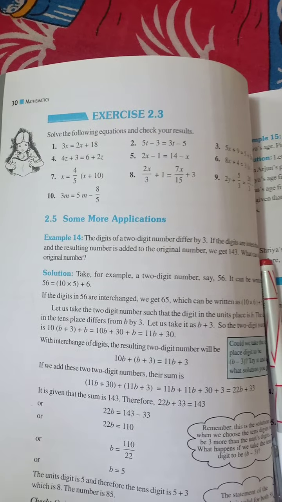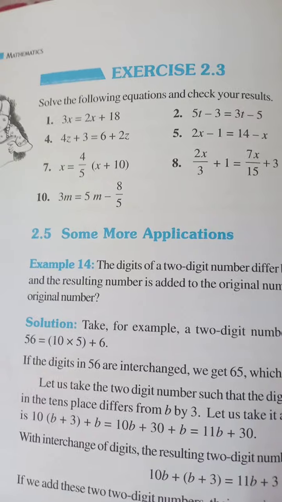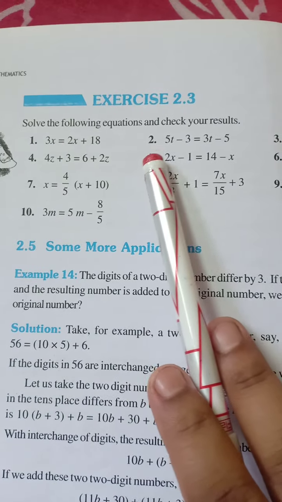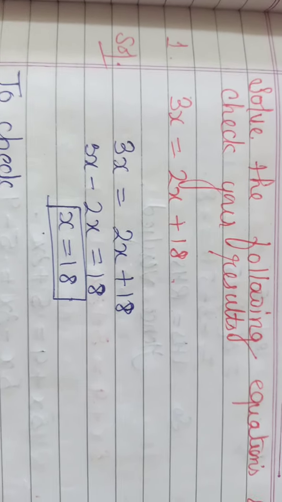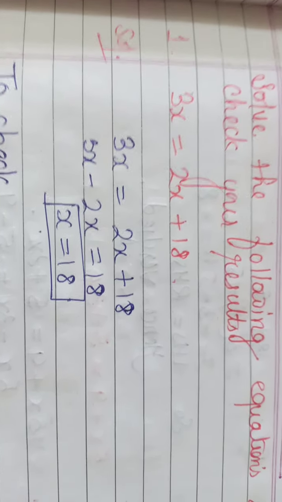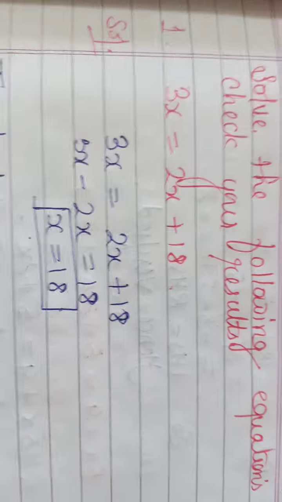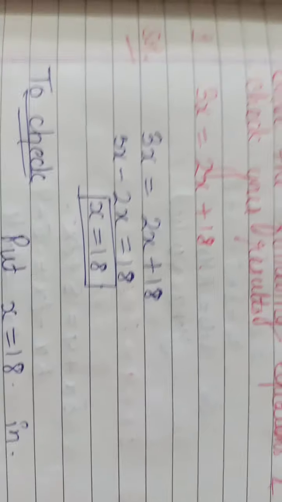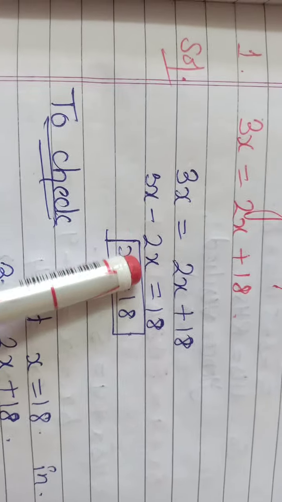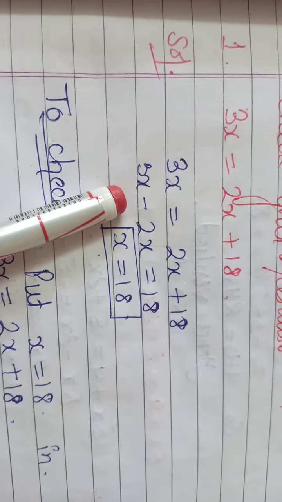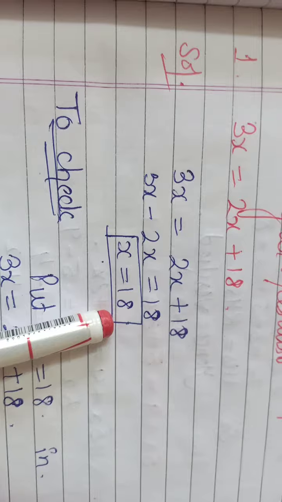So today let's start our exercise, that is exercise 2.3. Solve the following equations and check your result. The first equation is 3x is equal to 2x plus 18. So as we know that variables are on one side and constants are on one side. So 2x goes to this side, so x is equal to 18.